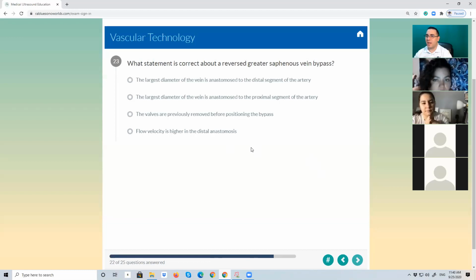What statement is correct about a reversed greater saphenous bypass? What about this one? Reversed. And we talked about this one before, right? I'd probably say the velocity is higher in the distal. C.